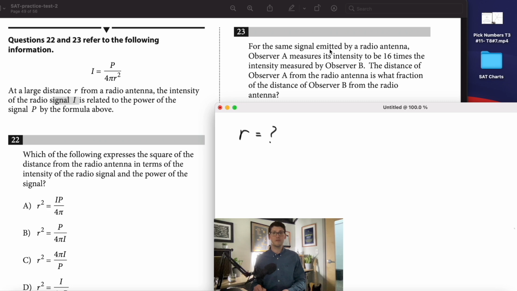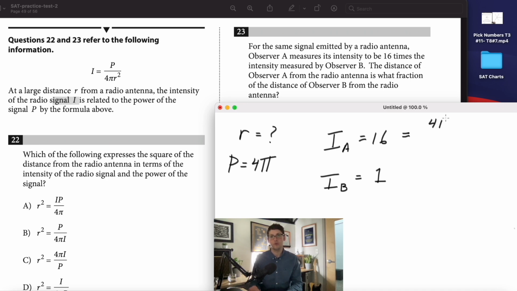Okay, for the same signal emitted from the radio antenna, intensity is 16 times greater. So intensity is changing. Let's make intensity in the first case 16. So intensity for A is 16 times the intensity for B. Let's make this just 16, and let's make the intensity for B equal to 1, so that A is 16 times greater. Okay, well, what does that equal? The power over 4 pi R squared. Make P any number you want. In this case, I'm going to make it 4 pi. That makes my math really easy. 4 pi over 4 pi R squared.